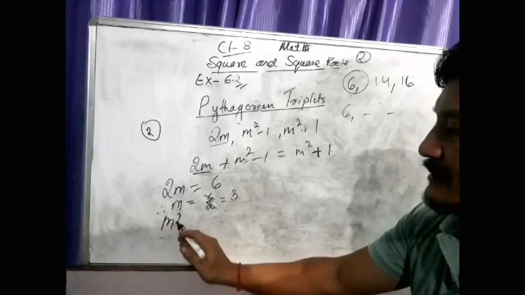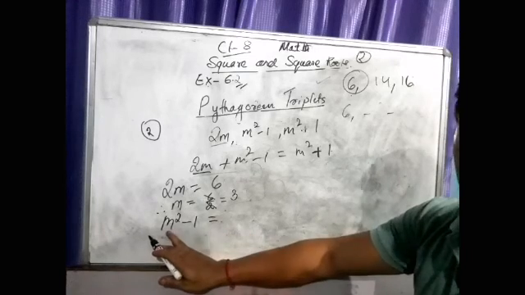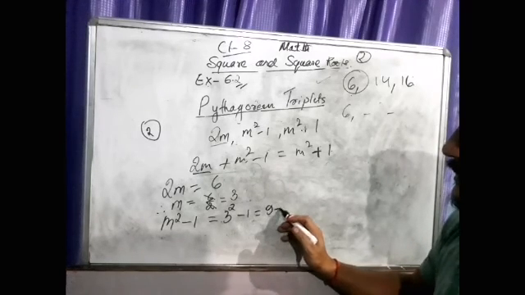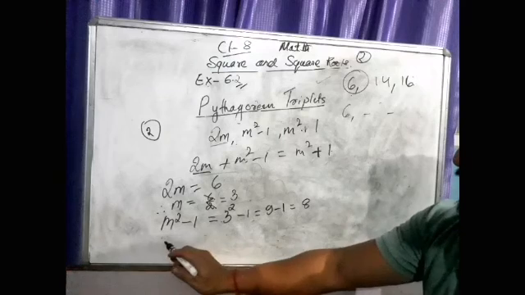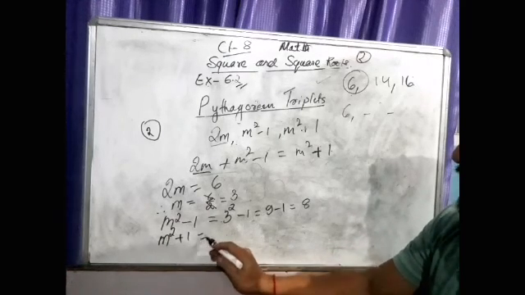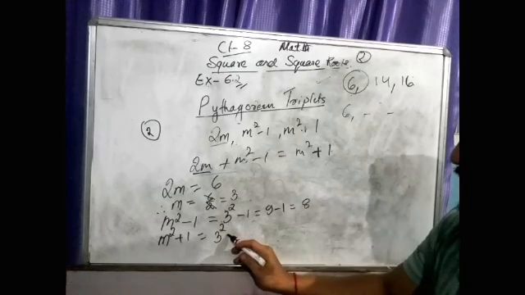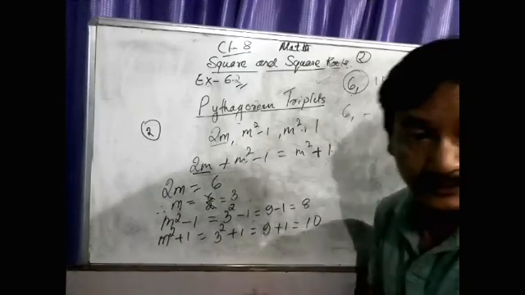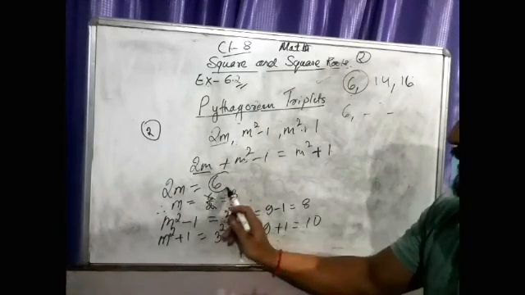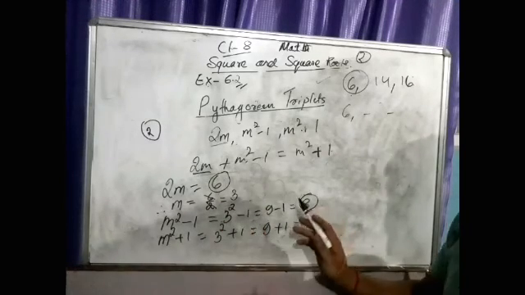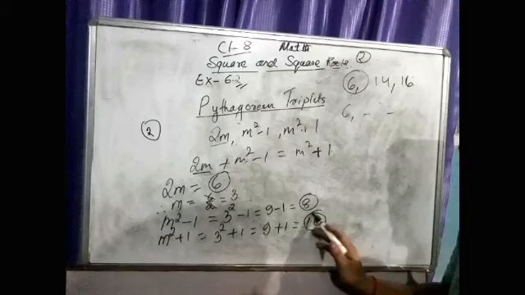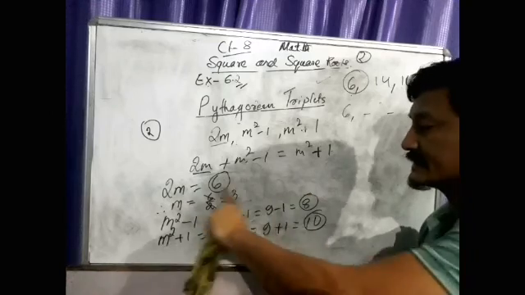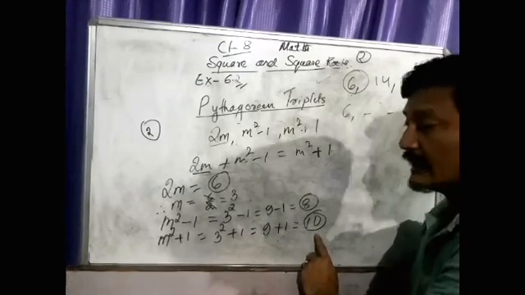So now you know the value of m is 3. To find m square minus 1, you write 9 minus 1, which is 8, right. Similarly, m square plus 1: you write 3 square plus 1, 9 plus 1 is equal to 10. So now you know these numbers. You have 6, which is given by the question, you have 8 which we got now, and you have 10. So 3 numbers came. Now we have to check whether 6, 8 and 10 are triplets or not.